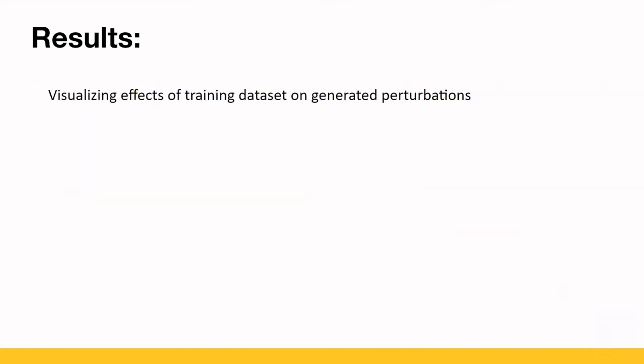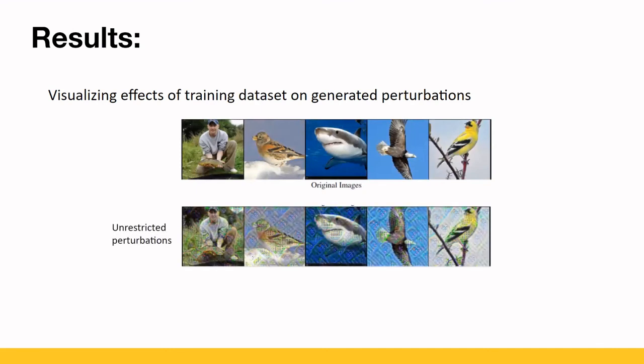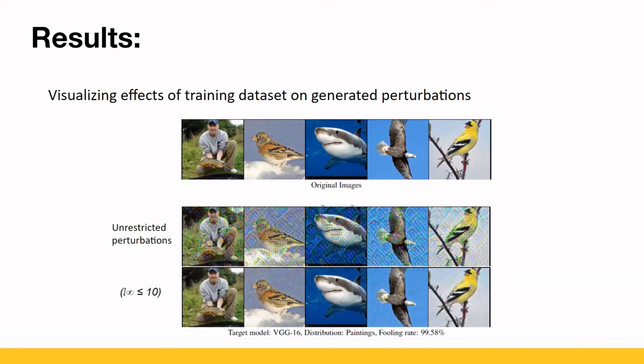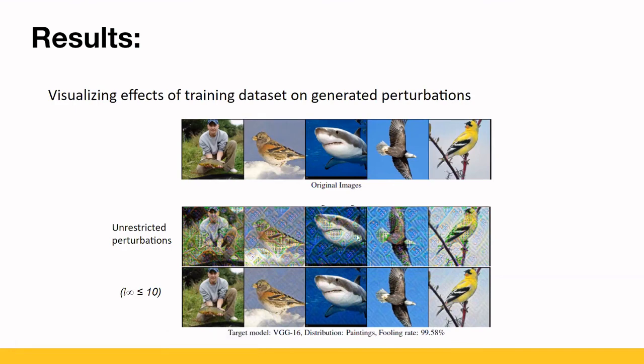The last slide here is going to visualize the effect of the training data set itself on the generated perturbation. Again, the first row is original images, the middle row is unrestricted, and the last row is after projecting into the L-infinity ball. These perturbations were generated from a generator that was trained on the paintings data set, so we need to pay very close attention to the actual perturbation pattern itself. Paintings tends to learn this sort of square-like pattern. In the next animation, we're going to switch from a generator trained on paintings to a generator trained on a comics data set, and we can see how that affects the perturbations themselves.